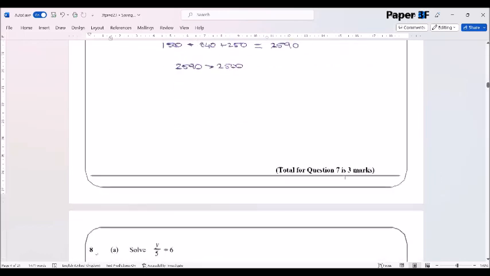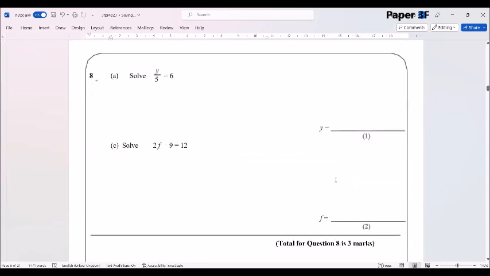Next question, question number 8. Solve y divided by 5 is equal to 6. Now, for those people who know me well, we're going to put a pair of method lines in here, and we're just going to go times by 5 and times by 5. Let's make sure the examiner can see what we're doing. The inverse operation of divide by 5 is times by 5, and then 6 times 5 is 30. Answer: y is 30. Nice and straightforward.